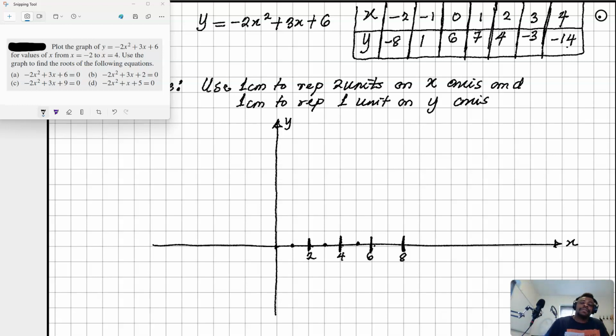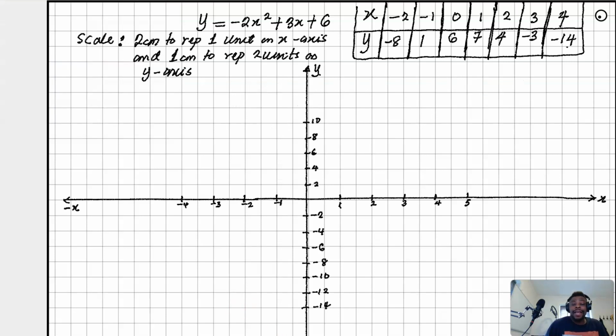Now, let's use an appropriate scale for our graph, because at times you might not be given a scale. You need to pick your own scale. So here, I'm picking an appropriate scale. I'm saying 2 centimeters to represent 1 unit on the x-axis, while on the y-axis, 1 centimeter represents 2 units. You can see that. So let's plot our graph.